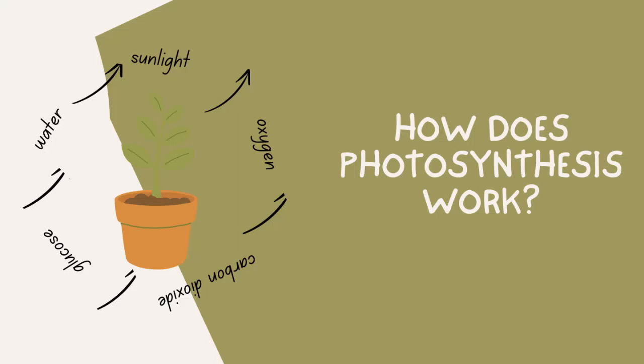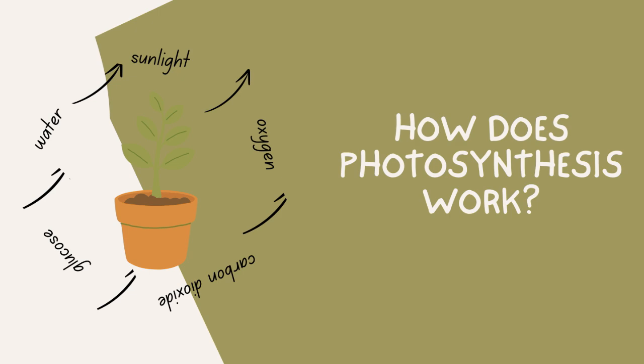All right, let's explore how photosynthesis works. It all starts with sunlight, which is essential for powering the process. Plants absorb sunlight through their leaves, and this energy is then used to convert simple ingredients into something they can store and use. The key ingredients involved are water, carbon dioxide, and sunlight. The process produces glucose, a type of sugar that serves as the plant's energy source.